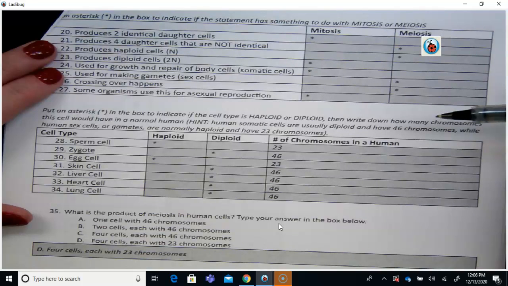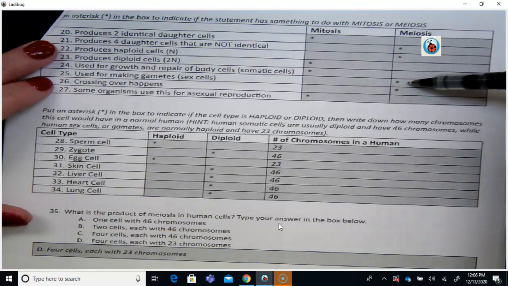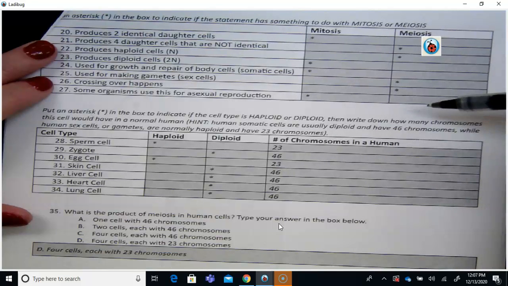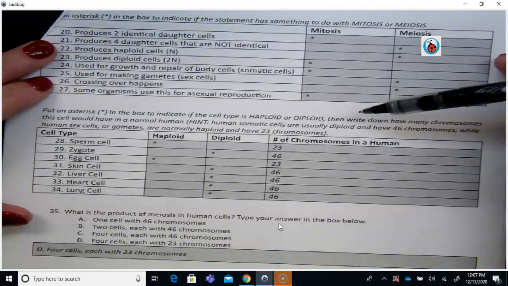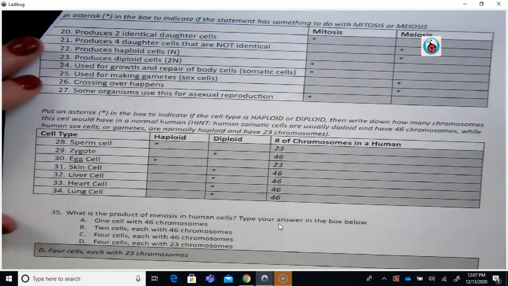Used for growth and repair of body cells or somatic cells, mitosis. Used for making gametes, sex cells, meiosis. Crossing over happens, meiosis, and that specifically occurs during prophase 1 of meiosis 1. Some organisms use this for asexual reproduction is mitosis.